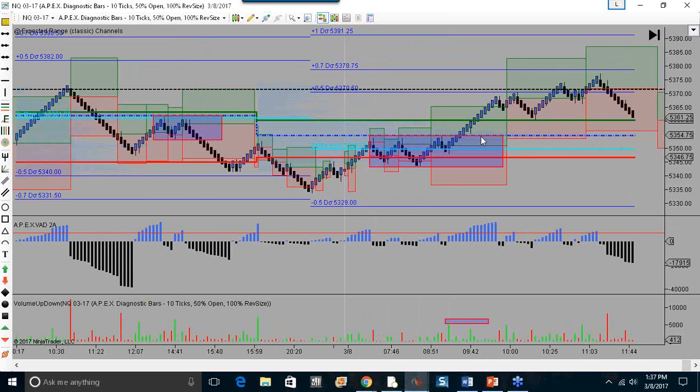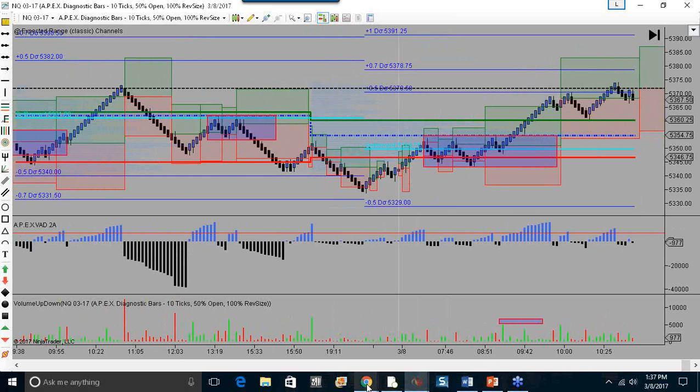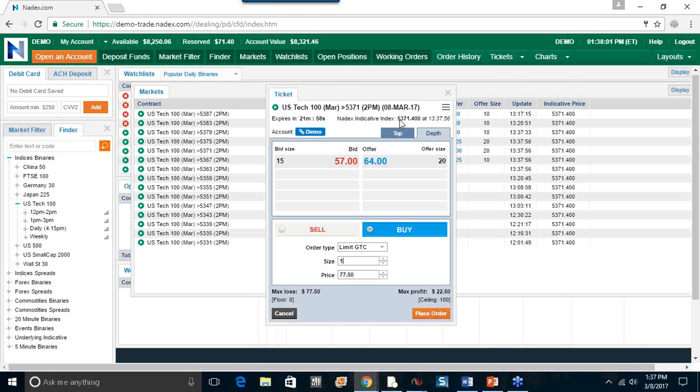But where is the market? Okay, well, the market right now is at 5371.4. The binary I'm buying here is at 5371. So I'm only giving myself 21 minutes to be right. But if I'm buying a binary right at where the market is right now, and I think the market's going up because I see it breaking out with volume, what has to happen in the next 21 minutes, basically, for me to be profitable on this binary?